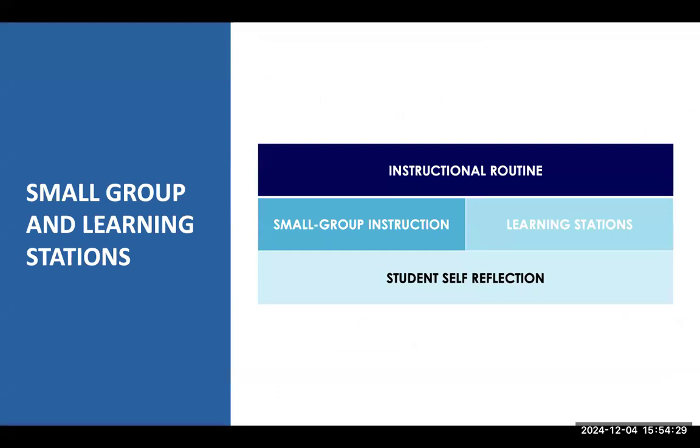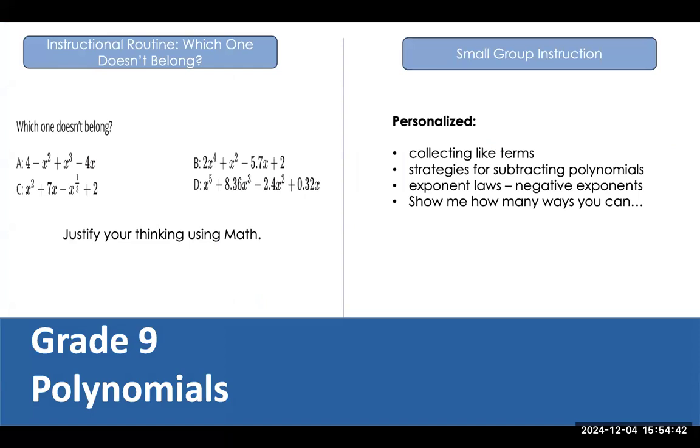And one more structure is on small group and learning stations. So where we don't have a focus instruction time, and we go right into the instructional routine, learning stations, and a self-reflection. So here is a grade 9 example for polynomials. We start with which one doesn't belong, and they always have to justify their thinking using math.